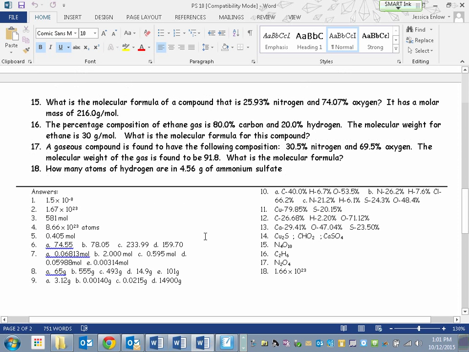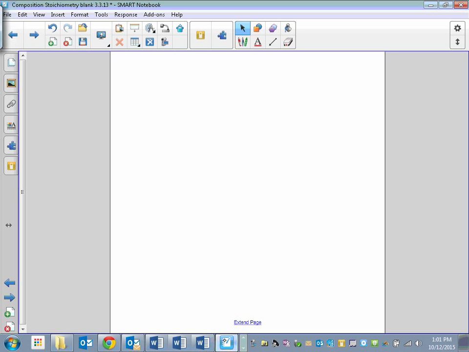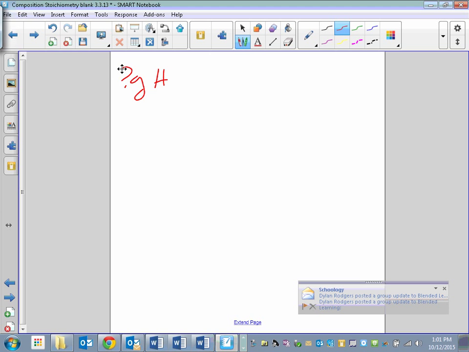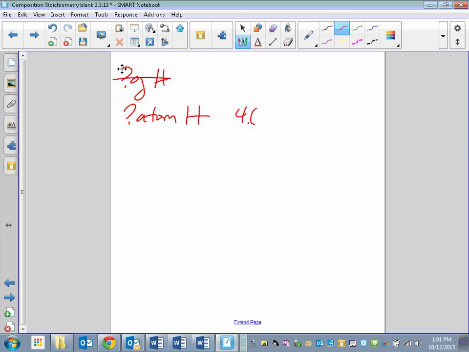Okay. I'm starting with question 18. Everybody check with me, okay? Question 18. Here we go. How many atoms of hydrogen are in 4.56 grams of ammonium sulfate? So, how many atoms of hydrogen are in 4.56 grams? What is ammonium sulfate? Do not look at your paper.